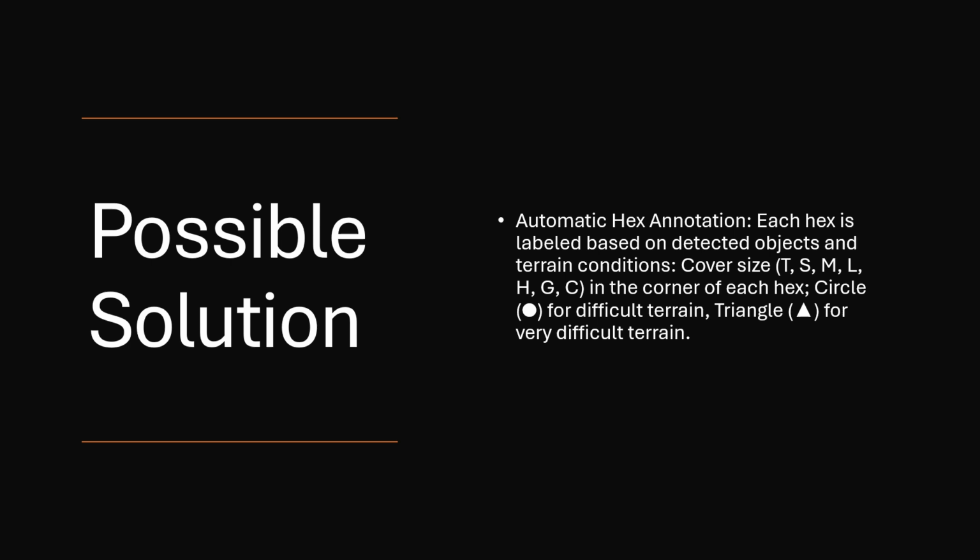The last step is automatic hex annotation. Each hex is labeled based on detected objects and terrain conditions. There is the cover size, tiny, small, medium, large, huge, gigantic, and colossal again, in the corner of each hex, and a circle for difficult terrain and a triangle for very difficult terrain in the same corner, maybe above the cover size, or in the place of cover size if there is no cover at all.